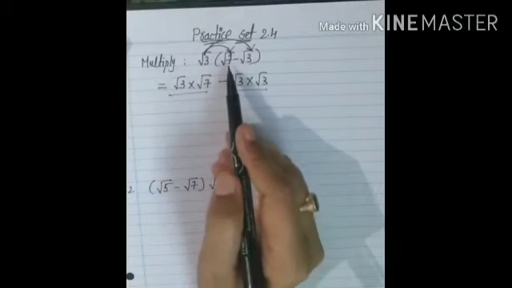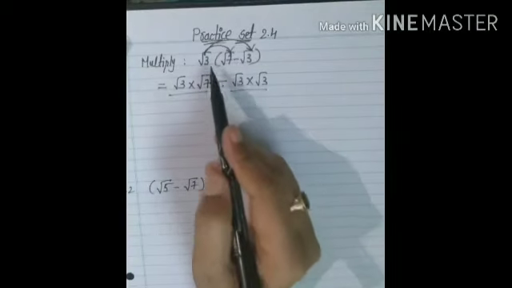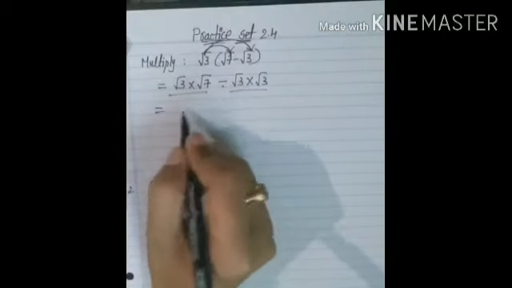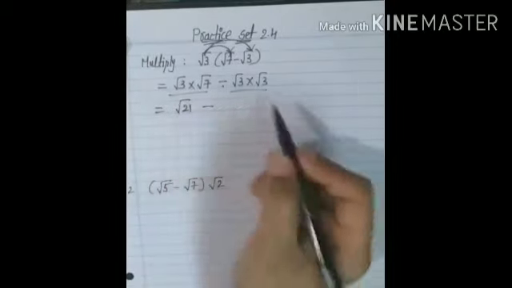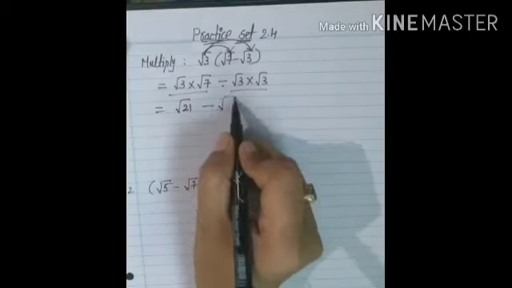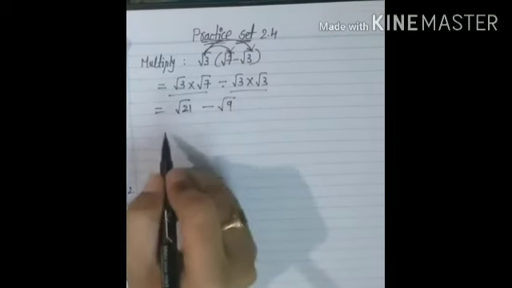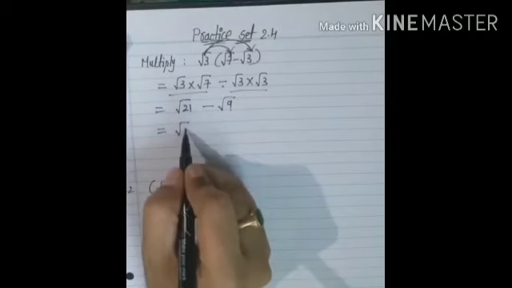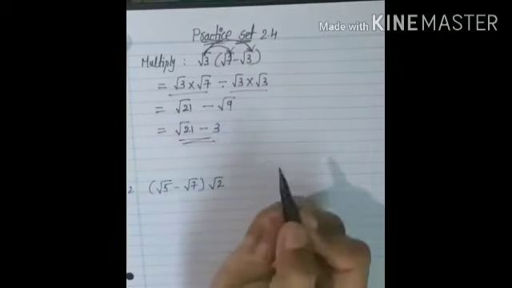Root 3 into root 7. What sign is there? Minus. So take down minus. Root 3 into root 3. 3 sevens are 21. Minus 3 3s are 9. But 9 is a perfect square, so it will come out from the root. So children, what you will take? Root 21 minus 3. This is your final answer.